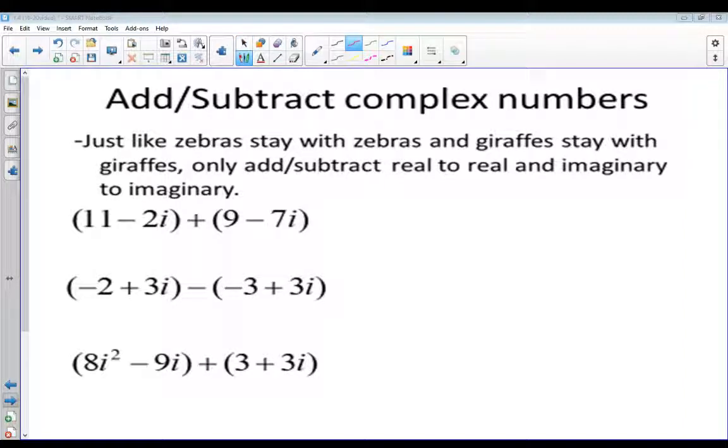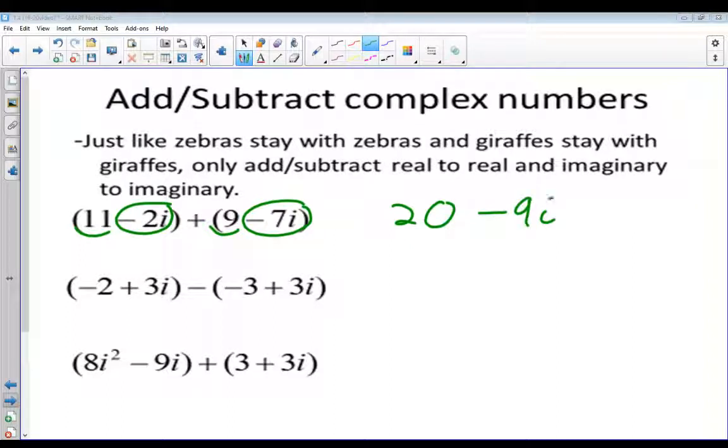So in other words, say I got 11 minus 2i and 9 minus 7i, and I have to add them together. You first take the two real numbers and add them together: 11 plus 9 gives you 20. And then you do the same thing with the imaginary parts, the -2 and the -7. -2i and -7i combine to give you -9i. And once you've done that, you're done. That's your answer. Easy enough.